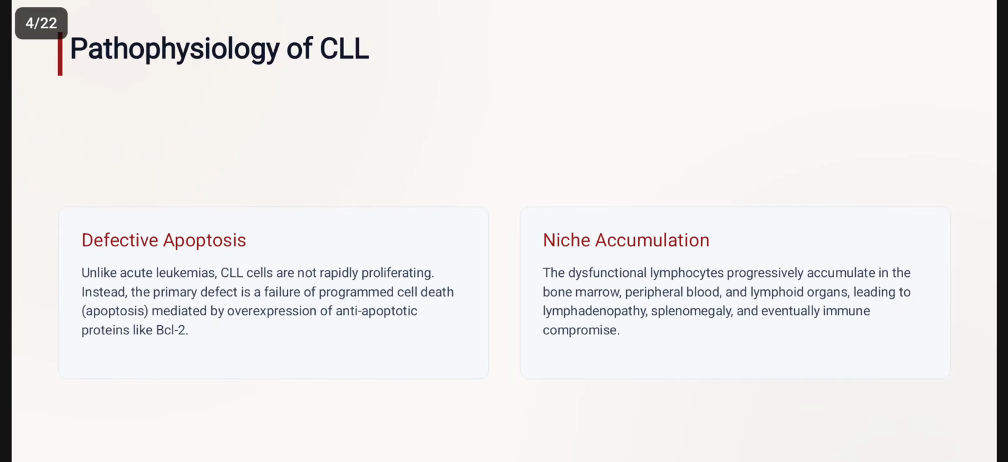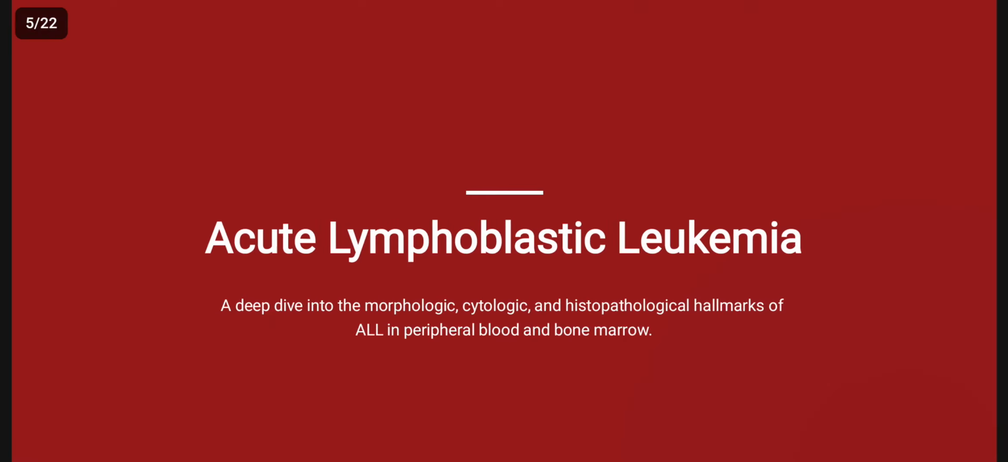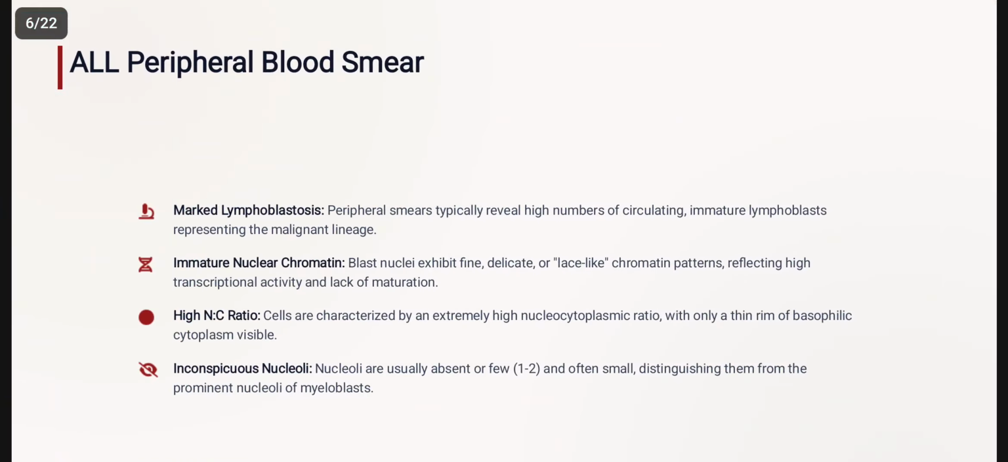Pathophysiology of CLL is defective apoptosis and niche accumulation. And we will discuss the topic of acute lymphoblastic leukemia in a very detailed manner. The ALL peripheral blood smear shows marked lymphoblastosis.